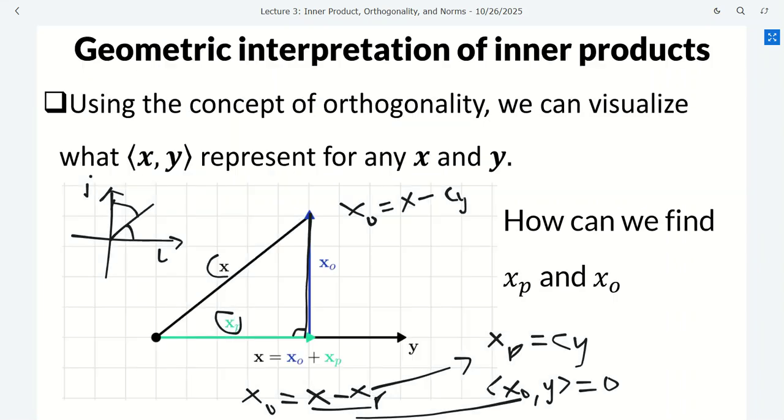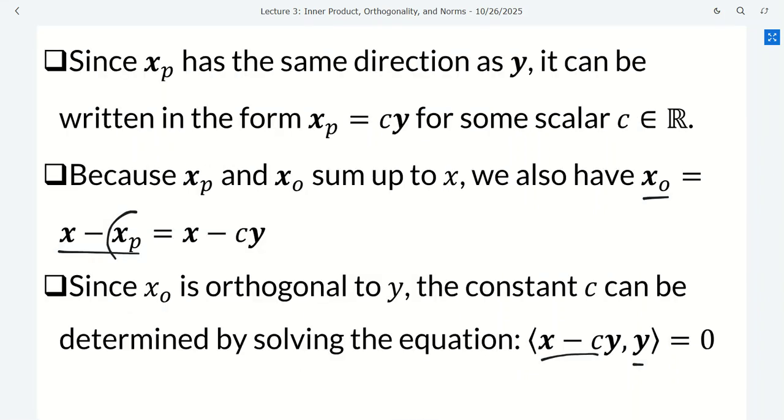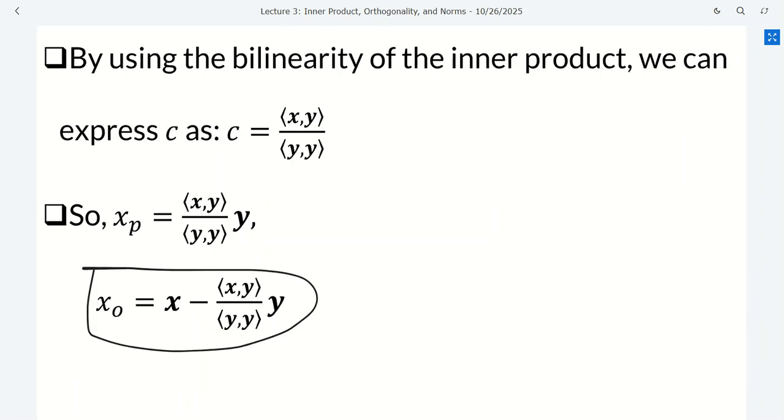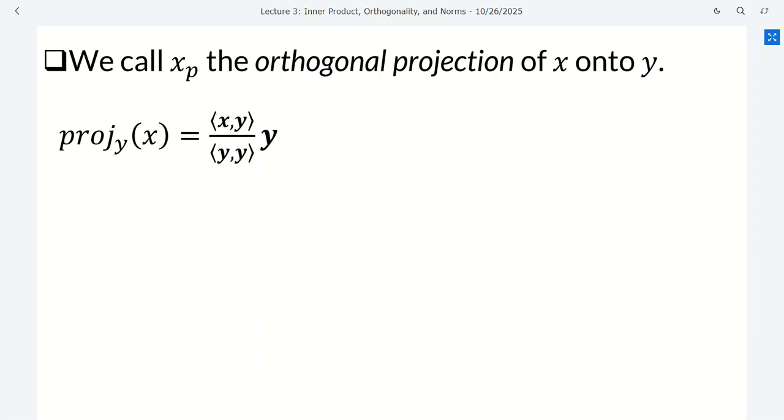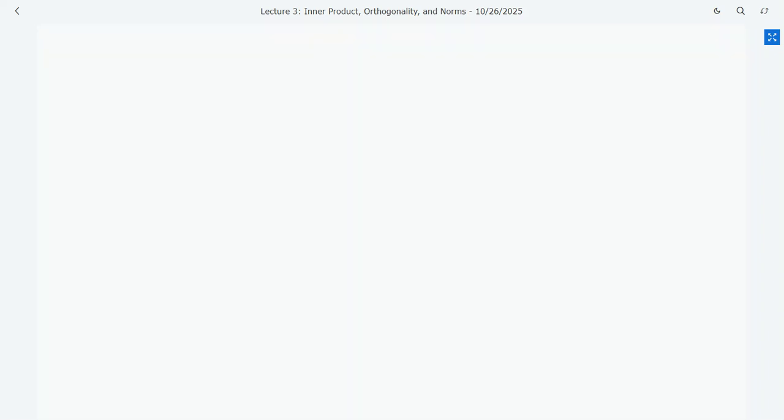If you look at the diagram carefully, we are projecting x onto y, and this is the projection. So the formula tells you how the projection of x onto y is expressed. We can write it formally using this formula, which tells you that the projection of x onto y is the inner product of the two vectors divided by the inner product of the line you are projecting onto, multiplied by the vector you are projecting onto.